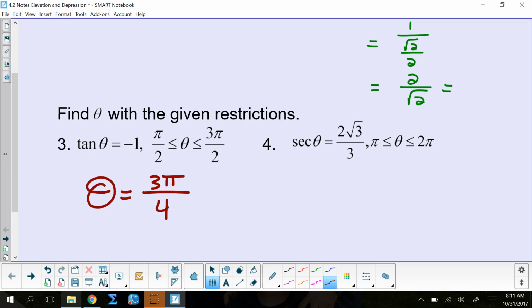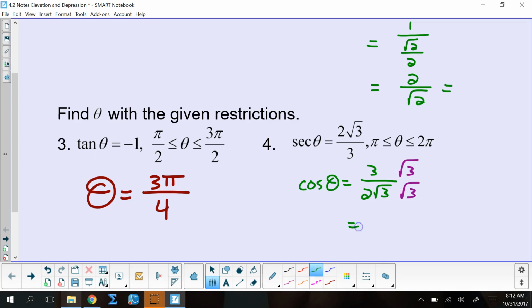Secant of theta. What's secant again? 1 over cosine. So the cosine of theta would be equal to 3 over 2 square roots of 3. Right? We flip it. So if I rationalize that denominator, square root of 3 over the square root of 3, that gives me 3 square roots of 3 over 6, which is the square root of 3 over 2. So where between pi and 2 pi is the cosine equal to the square root of 3 over 2? 11 pi over 6.